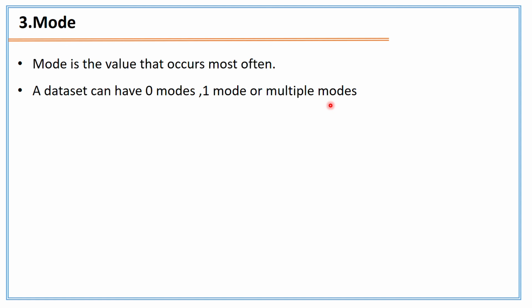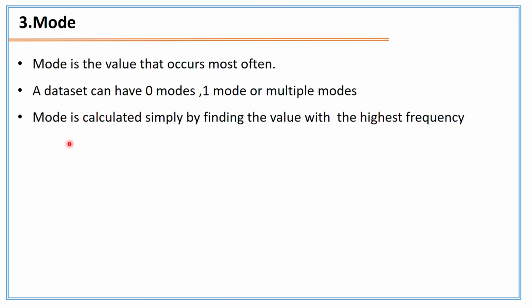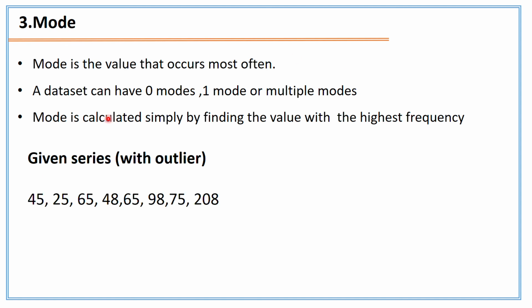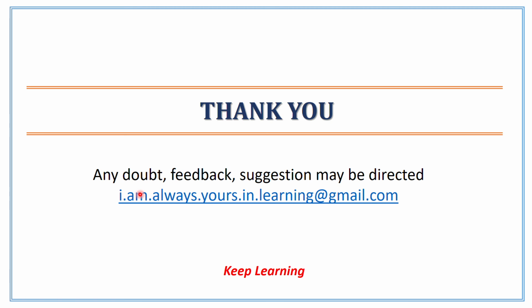And mode is also one of the measures of central tendency. So mode is calculated simply by finding the value with the highest frequency. Whatever data in the series has the highest frequency will be the mode. So again we will see an example with outlier and without outlier. So 45, 25, 65, 65 and 208. In this case 65 is repeated twice. So our mode will be 65.